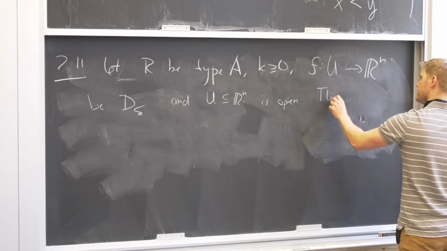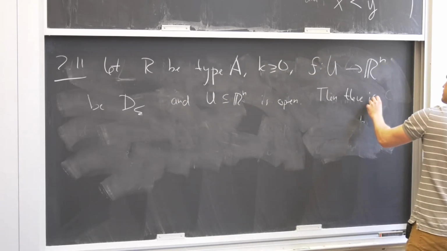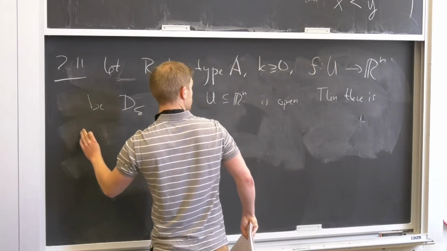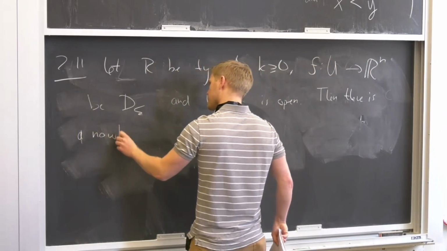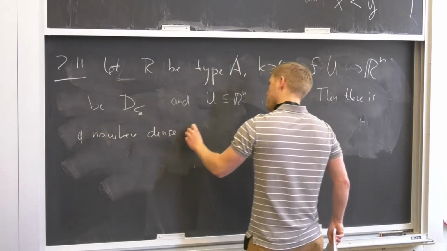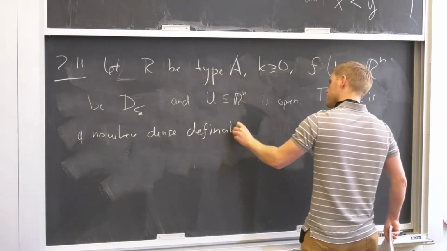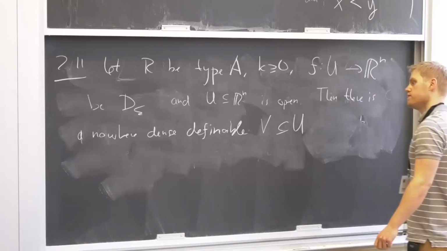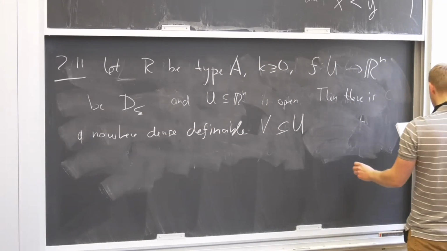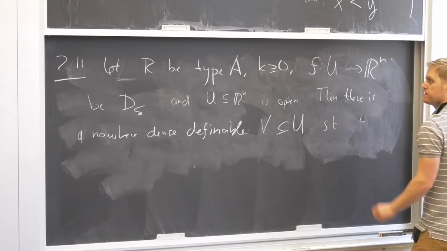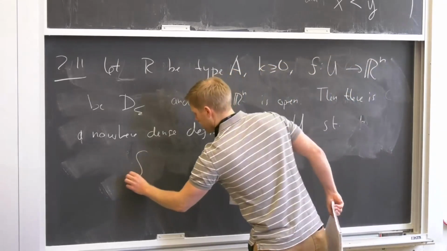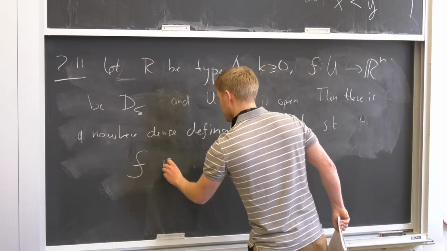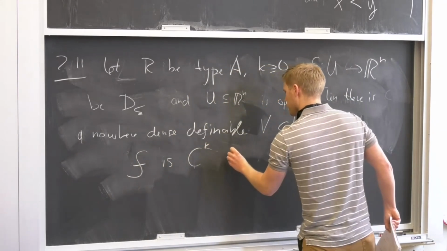Then there is a nowhere dense definable set V, a subset of U, such that f is C^K on the complement.